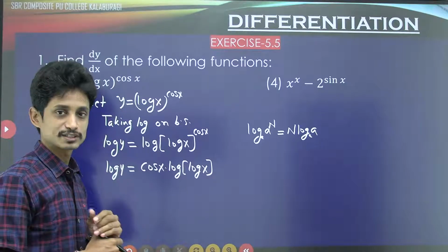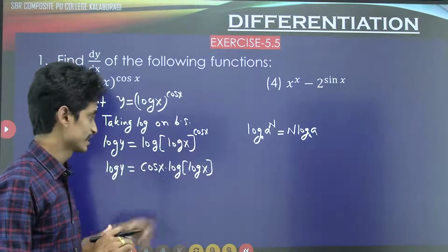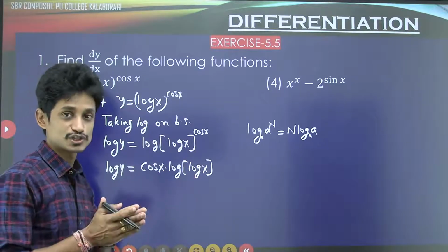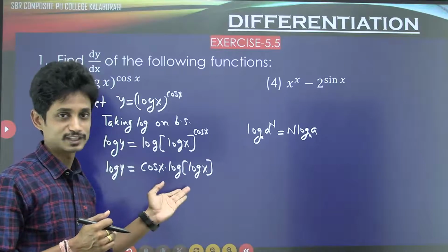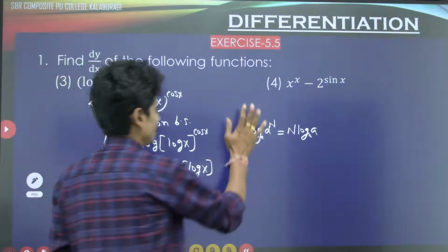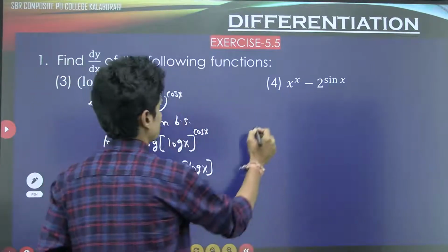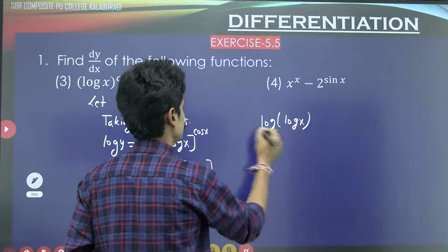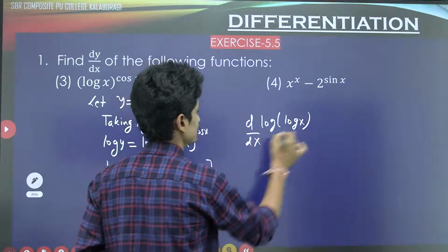One would be the cos x derivative, which will be minus sin x. Another one will be 1 by log of log x, a composition function. In earlier classes, we have done this type of derivative, right? Roughly, I will show the derivative of log of log x. How to differentiate this one?